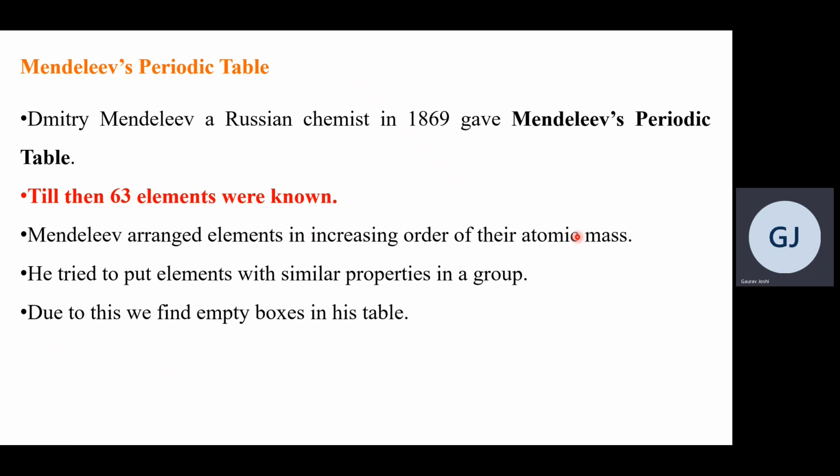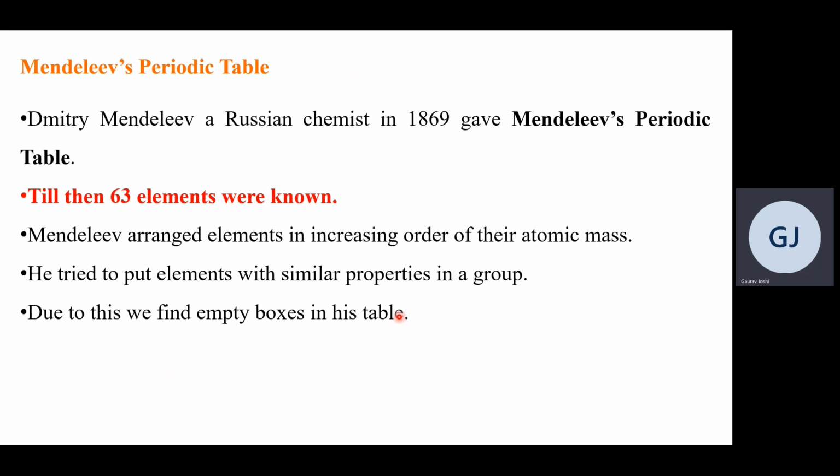For example, Dobereiner was playing with the average of atomic masses, right? The law of octaves was also based on atomic masses, and Mendeleev's periodic table is also based upon atomic masses. So what he did was try to put elements with similar properties in a group. He introduced the concept of the group. He tried to fix elements having similar properties in a particular group, right? Due to this, we find empty boxes in the table.